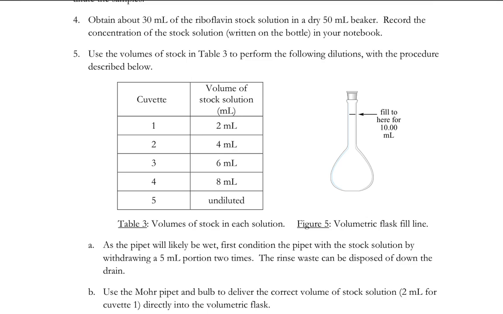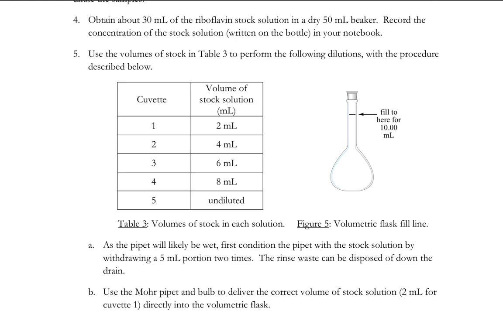Then we will make the second concentration solution. That will be 4 mLs of our stock solution. Put into our volumetric flask, we will dilute it to 10 mLs. Then pour that in cuvette 2. Then we will do the same with 6 mLs, pour that into cuvette 3. 8 mLs, pour that into cuvette 4. In cuvette 5, we have the straight stock solution. I will give you the concentration of the stock solution. You will find that in the experiment video.